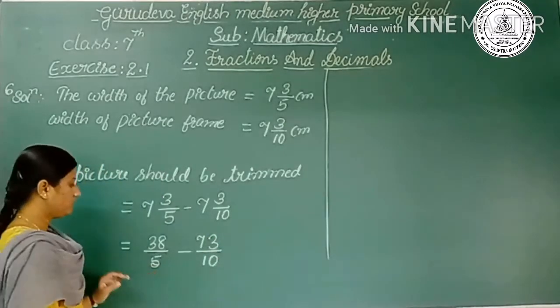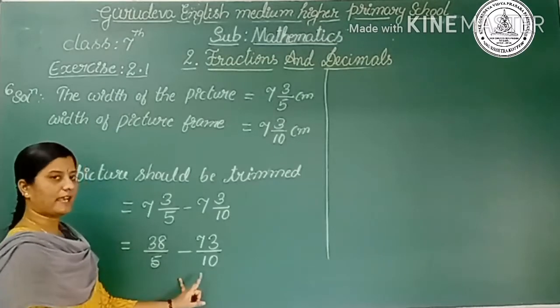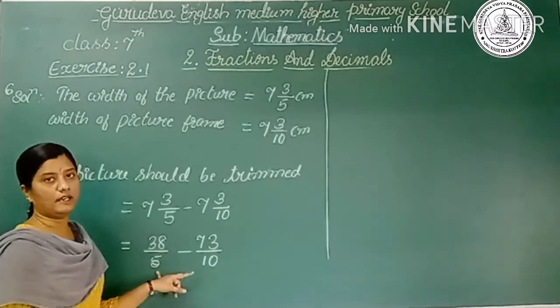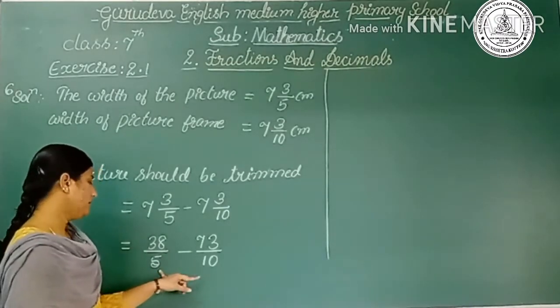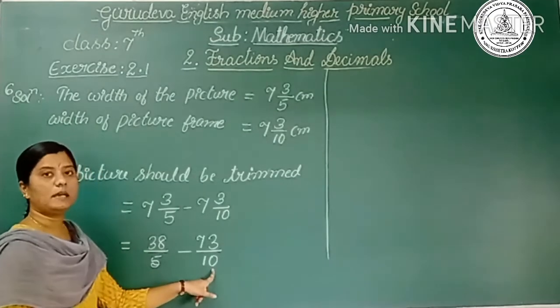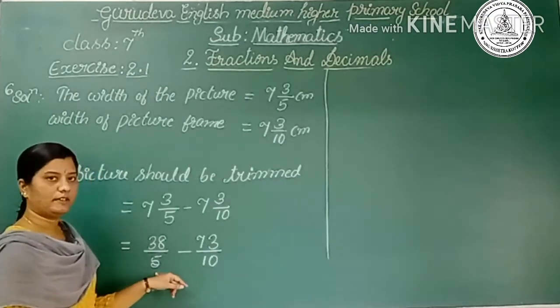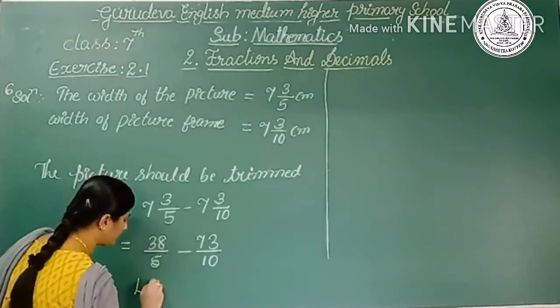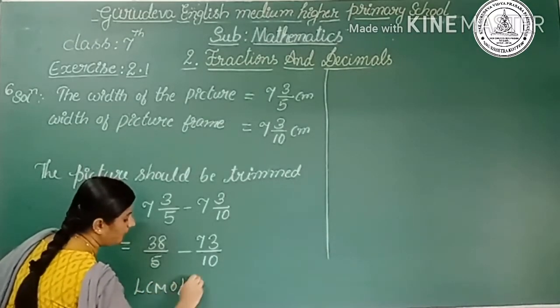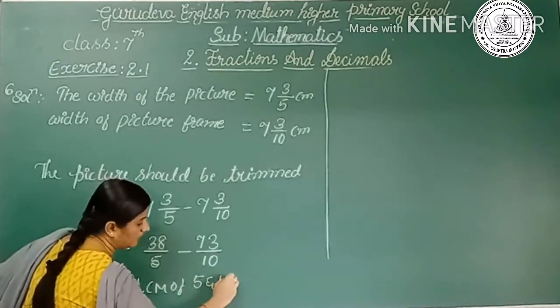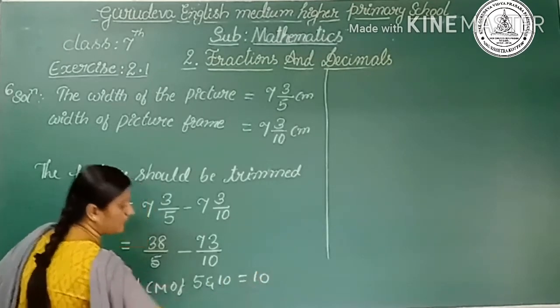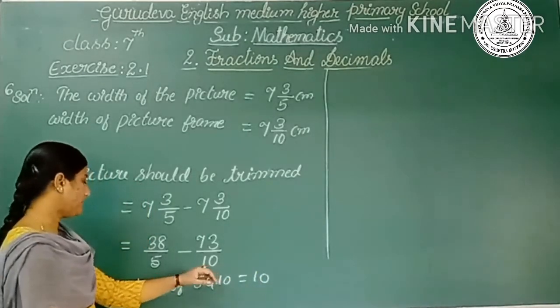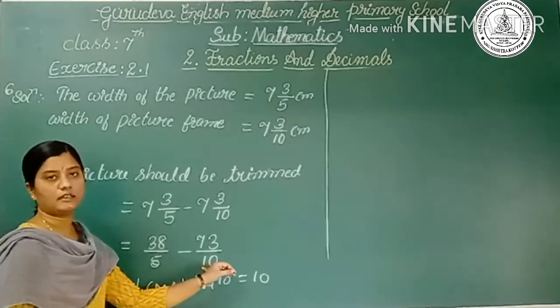You may observe here, you have to subtract these two fractions. To subtract, we have to take the LCM. So 5 and 10: 5 and 10 are multiples of 5, right? So the LCM of 5 and 10 is equal to 10. Here 10 is a multiple of 5. So the LCM is 10.